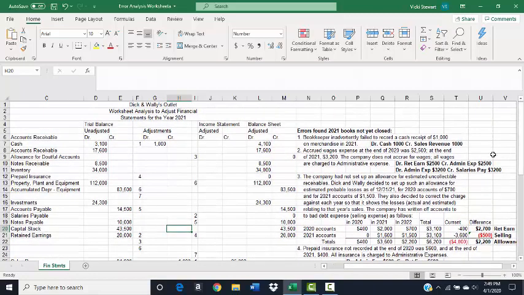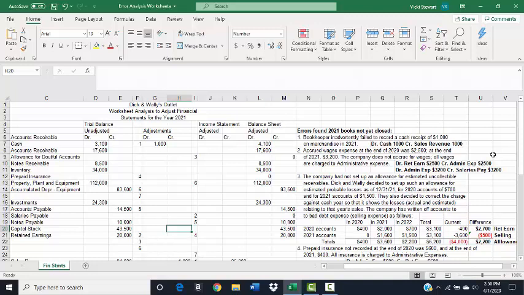Okay, in number 2, it states that we had accrued wages expense at the end of 2020 of $2,500, and at the end of 2021, $3,200. The company does not accrue for wages, and all wages are charged to administrative expense. So the company has not been making adjusting entries at the end of the year for any accrued wages. They are just paying and debiting their expense account, administrative expense, when the wages are paid.